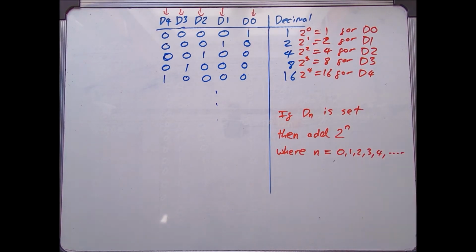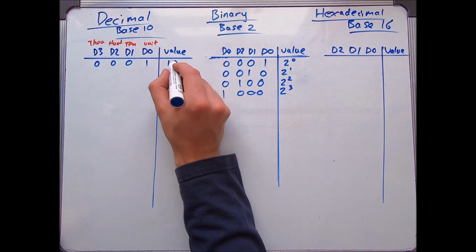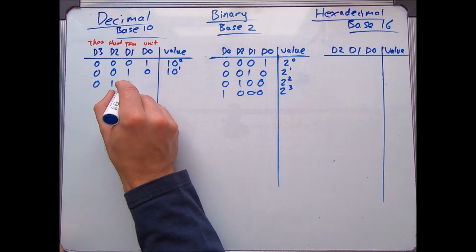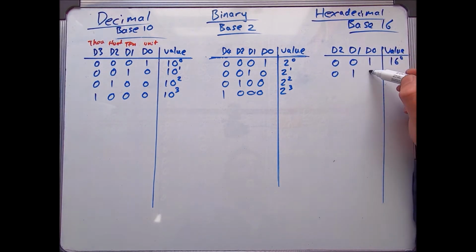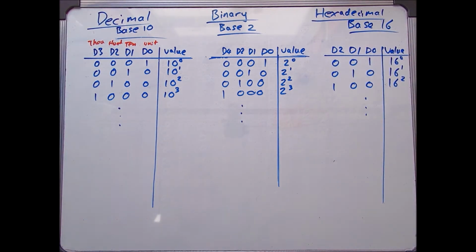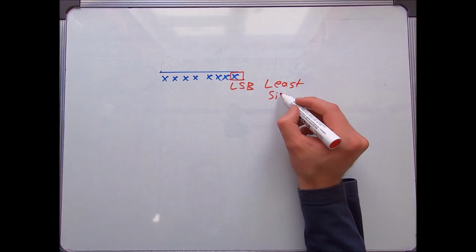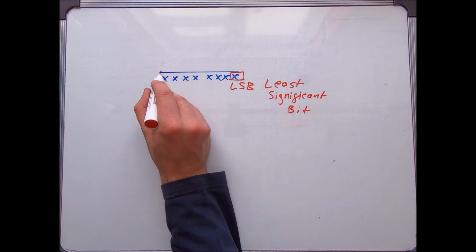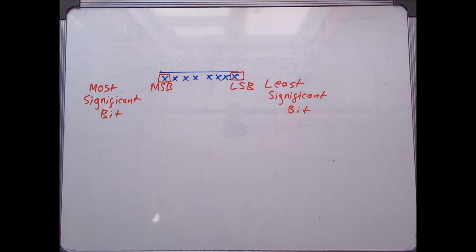This means that each column is a rising power of 2, which has parallels with the decimal and hexadecimal systems. In decimal, each column is a rising power of 10. And in hexadecimal, each column is a rising power of 16. When programmers refer to binary words, they call the bit on the far right the least significant bit, and the bit on the far left the most significant bit.